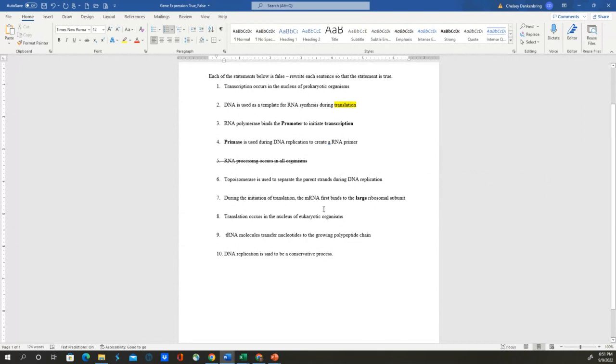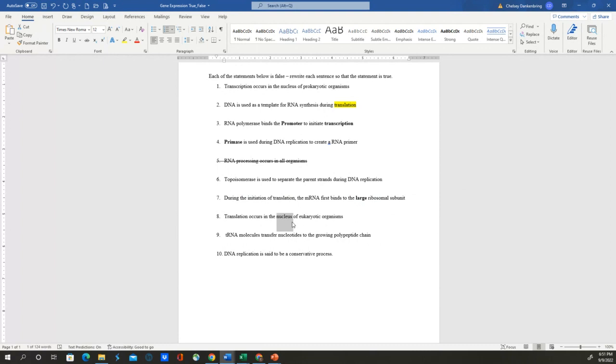Okay, number 8. Translation occurs in the nucleus of eukaryotic organisms. What's wrong with that? All right, so yeah, we could change that. It makes it a little redundant to number 1, but it's absolutely true. Yep, transcription occurs in the nucleus. Or what you could have changed is this word. Translation occurs in the cytoplasm of eukaryotic organisms. Translation also occurs in the cytoplasm of prokaryotic organisms as well.